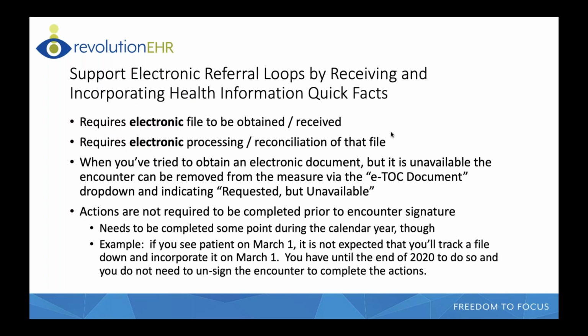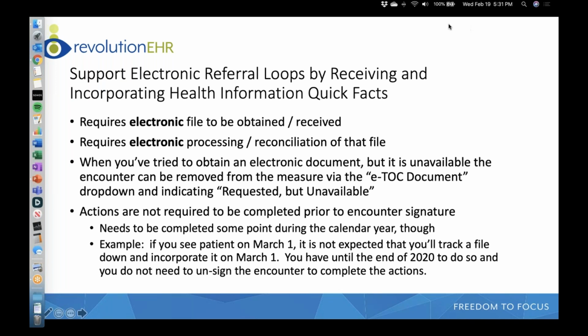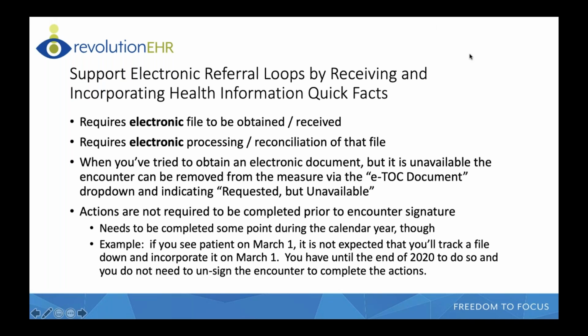Now, some key points. An electronic file is required, just like we talked about on the send side. We need that electronic file to follow the process we're going to be talking about in just a second. It does require you to electronically process or reconcile that file. I'll show you exactly what that means here in just a second. In the event that you are unable to obtain an electronic document, you can actually remove that incident or that encounter from consideration, right?